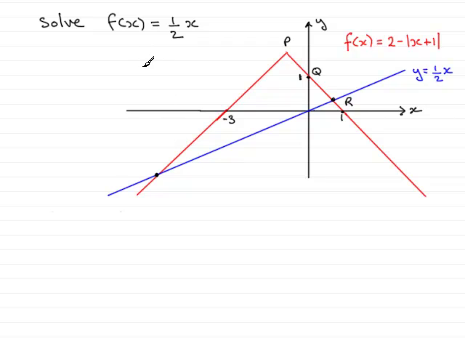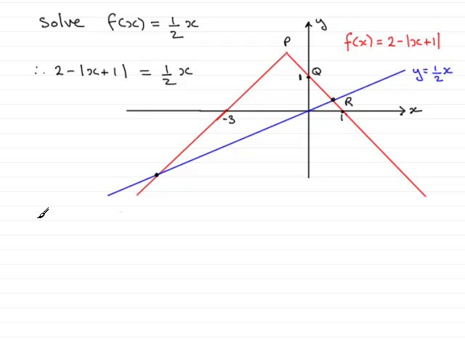Okay, so we start off by saying that 2 minus the mod of x plus 1 should equal a half x. So we have 2 minus the mod of x plus 1 equals a half x. Now, when you have the mod of a function, what is inside it could be either a positive value or a negative value. So there's 2 scenarios that we can have for this.